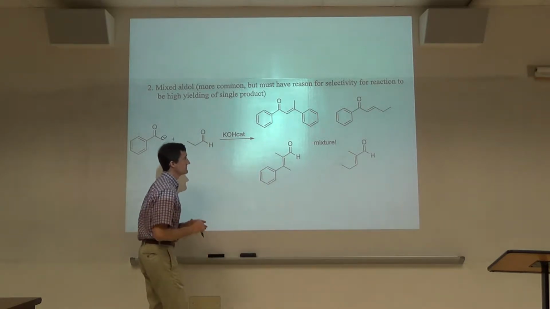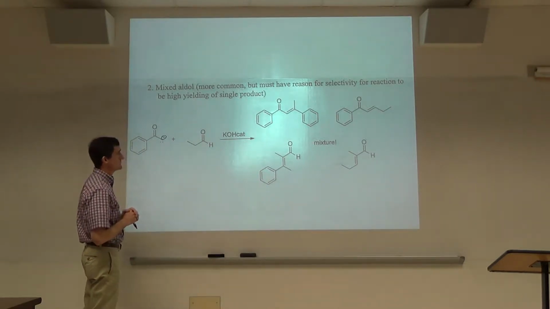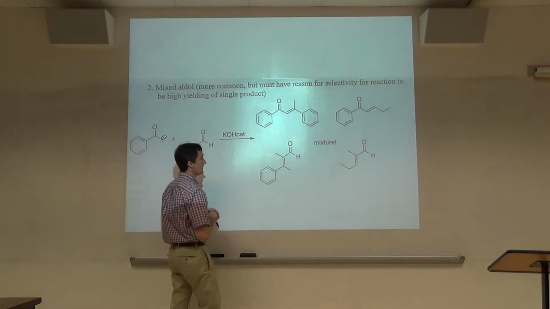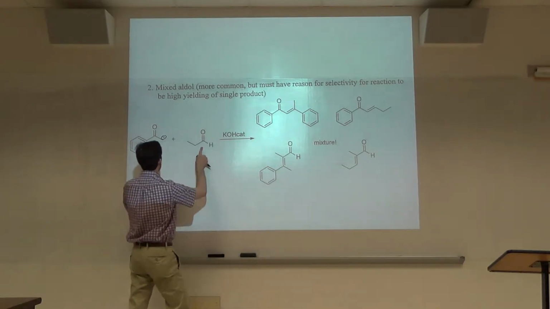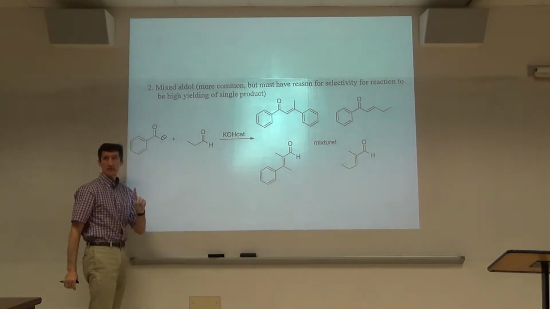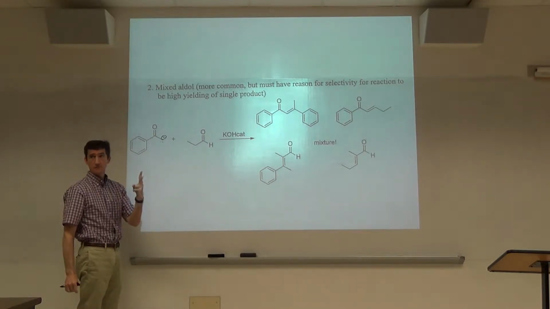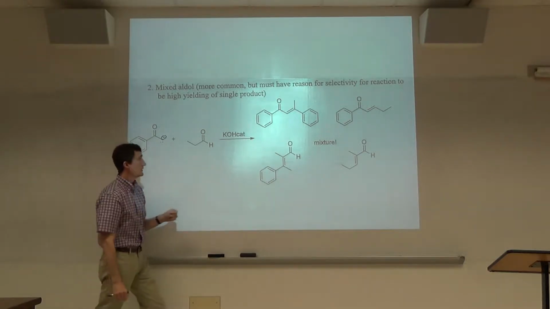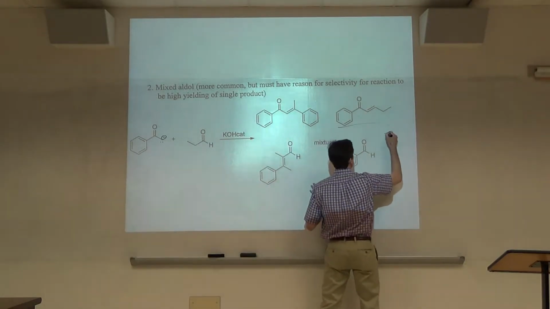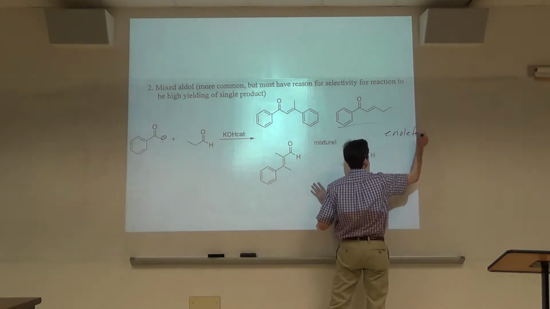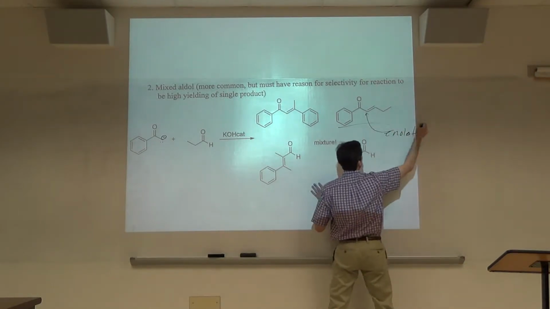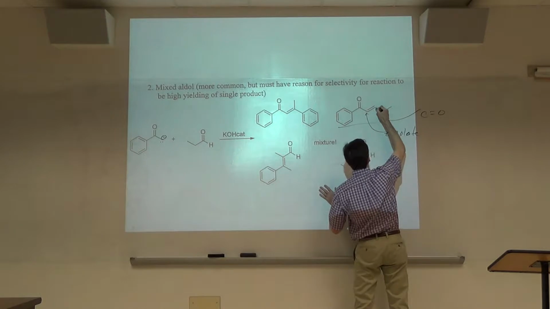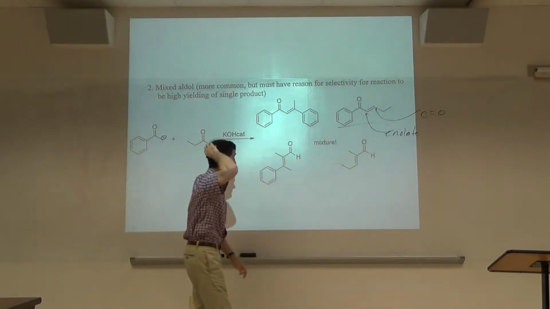How would you get there? How would you get that if these two reacted? What do you have in an aldol reaction? An enolate and a carbonyl. You would get B. Here's your enolate, and here's your original carbonyl. The original carbonyl is gone.